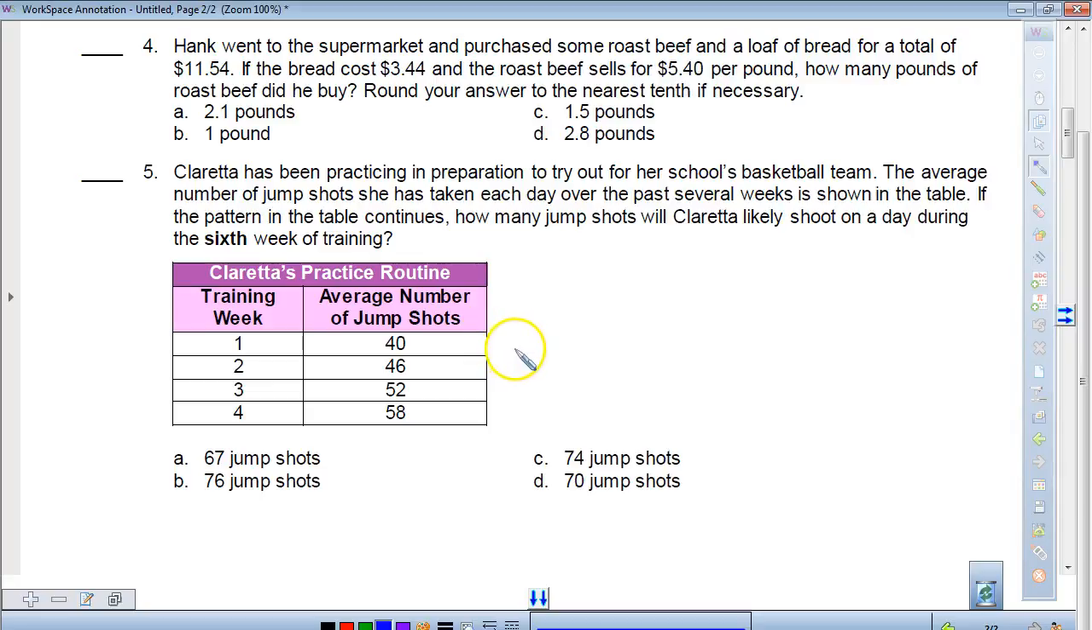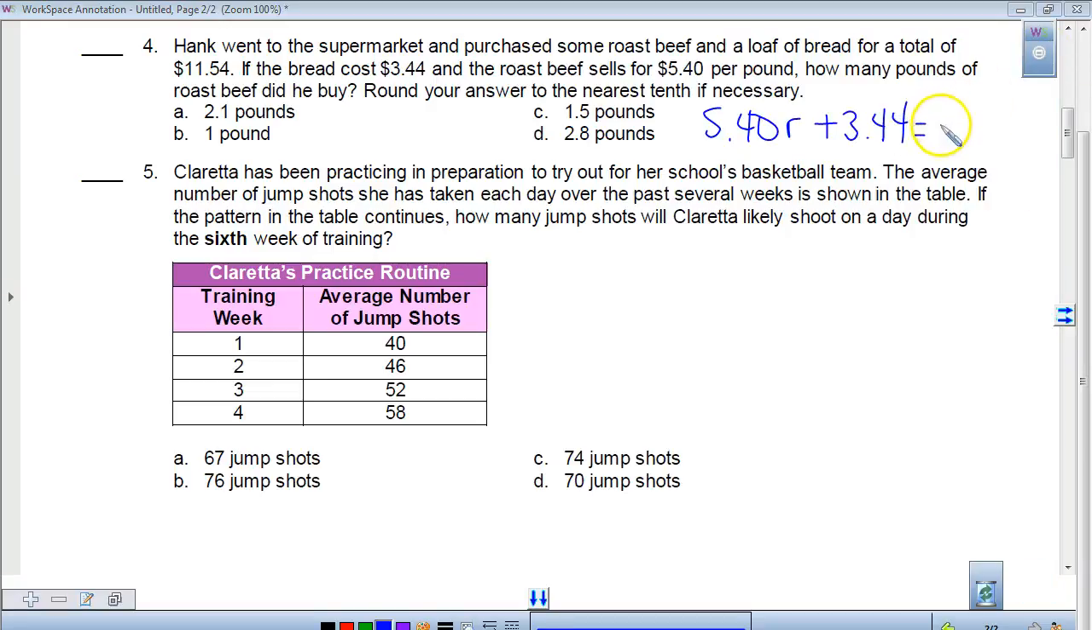So we can set this equation up, and let's see, we have some roast beef and one loaf of bread. The bread was $3.44. The roast beef that he bought was for $5.40 per pound, so $5.40 times however many pounds of roast beef. And then we'll add to that the $3.44 for the bread, and that equals his total of $11.54.